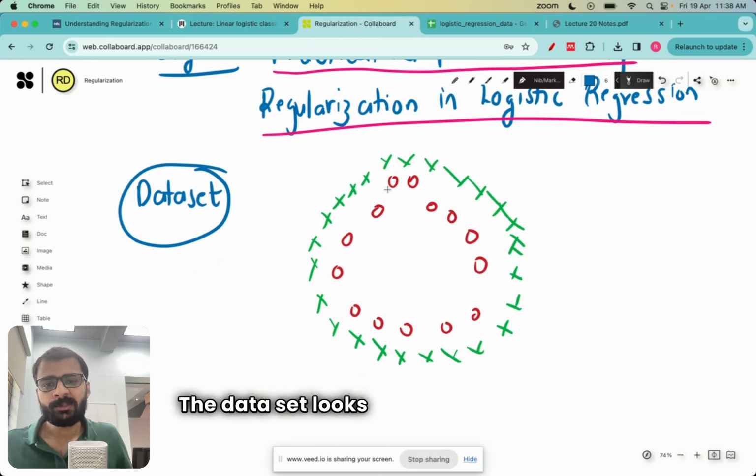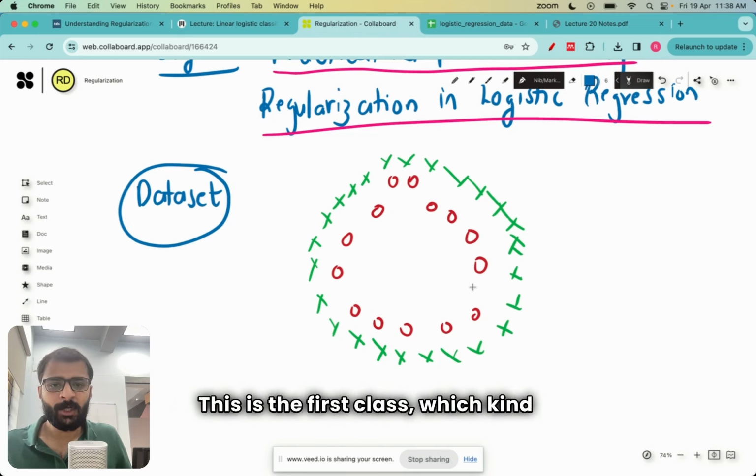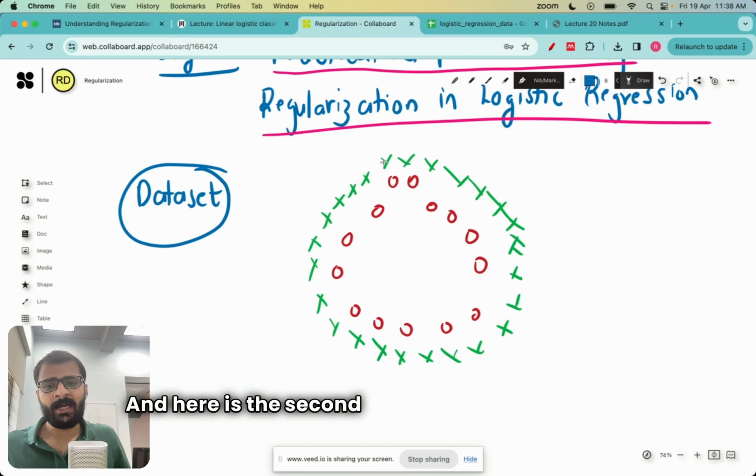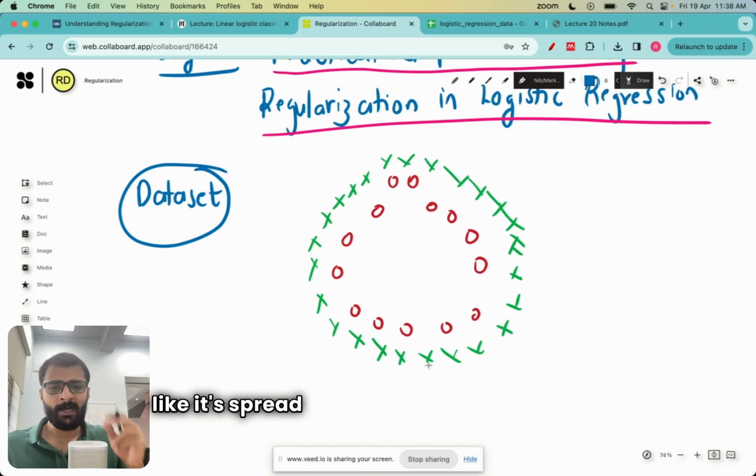The data set looks something like this. There are two classes of the data set. This is the first class, which kind of looks like it's spread in the inner circle, and here is the second class, which kind of looks like it's spread on a circle of a larger radius, which is a bit outside.